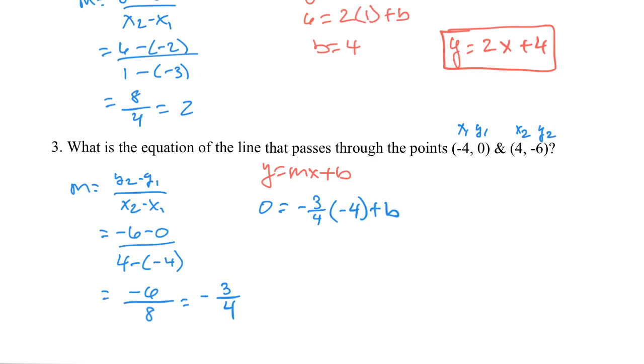All right, so when we do negative 3/4 times negative 4, the 4s are going to reduce down into 1, and a negative times a negative gives me a positive, so the only thing that's left is just 3. So this is 0 equals 3 plus b. Subtract 3 from both sides, and we get b is equal to negative 3. And again, I'm going to stick my y and my x back in. So this is equal to negative 3/4 x, and then minus 3 for my b value.